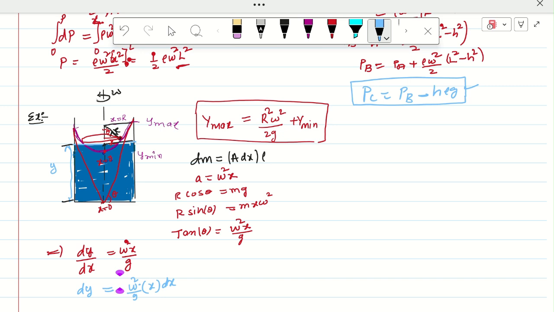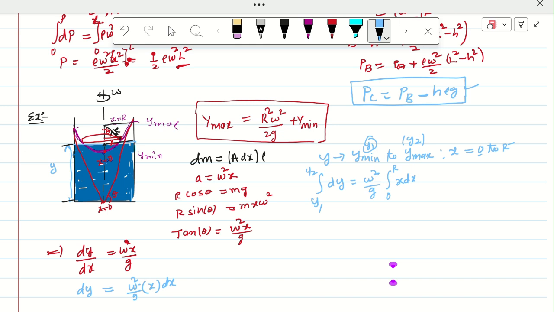Now we are integrating. The y limits are y minimum to y maximum; you can take y1, y2 also, no problem. Then the x limits are 0 to r: maximum x is the radius and minimum x is 0. Here y1 is taken as the minimum and y2 as the maximum. So integral y1 to y2 of dy is equal to omega square by g, integral 0 to r of x dx. So y2 is equal to omega square r square by 2g plus y.